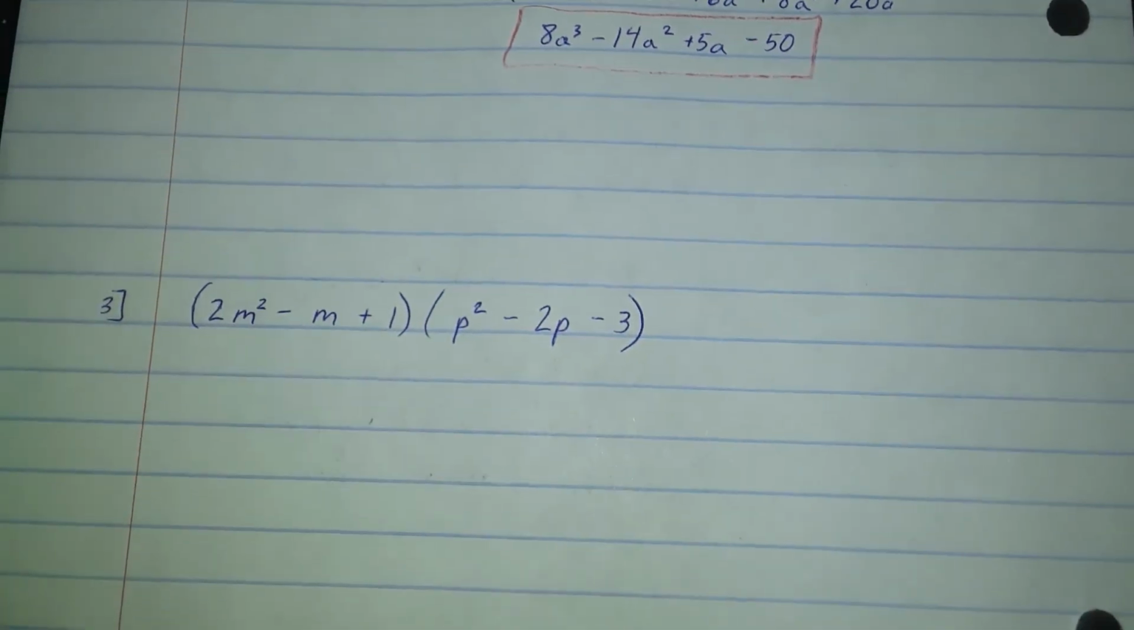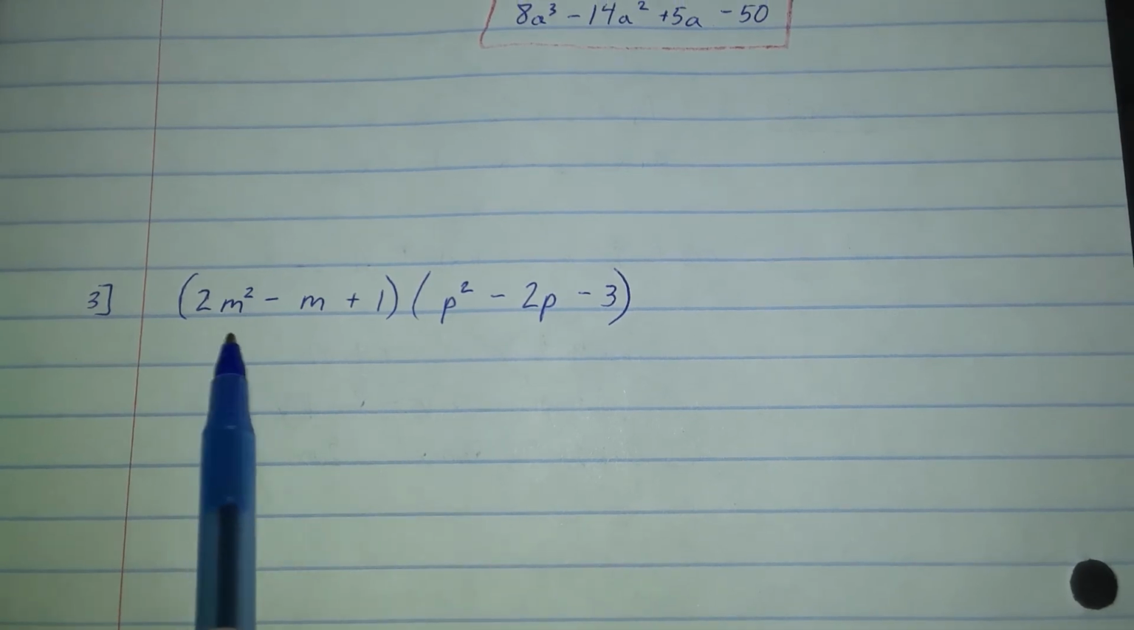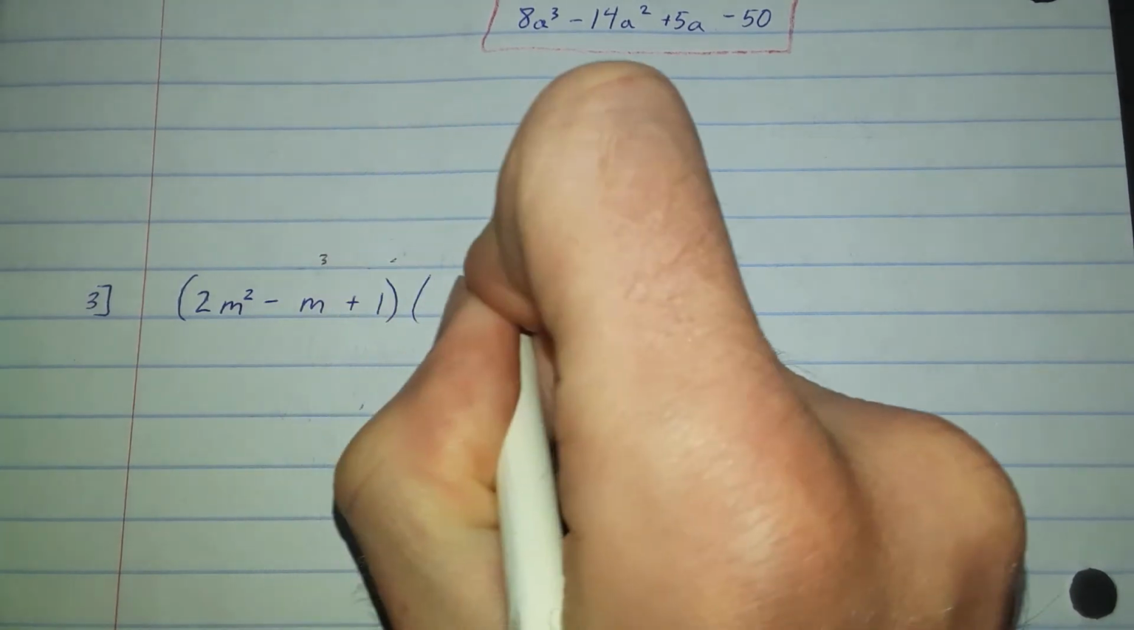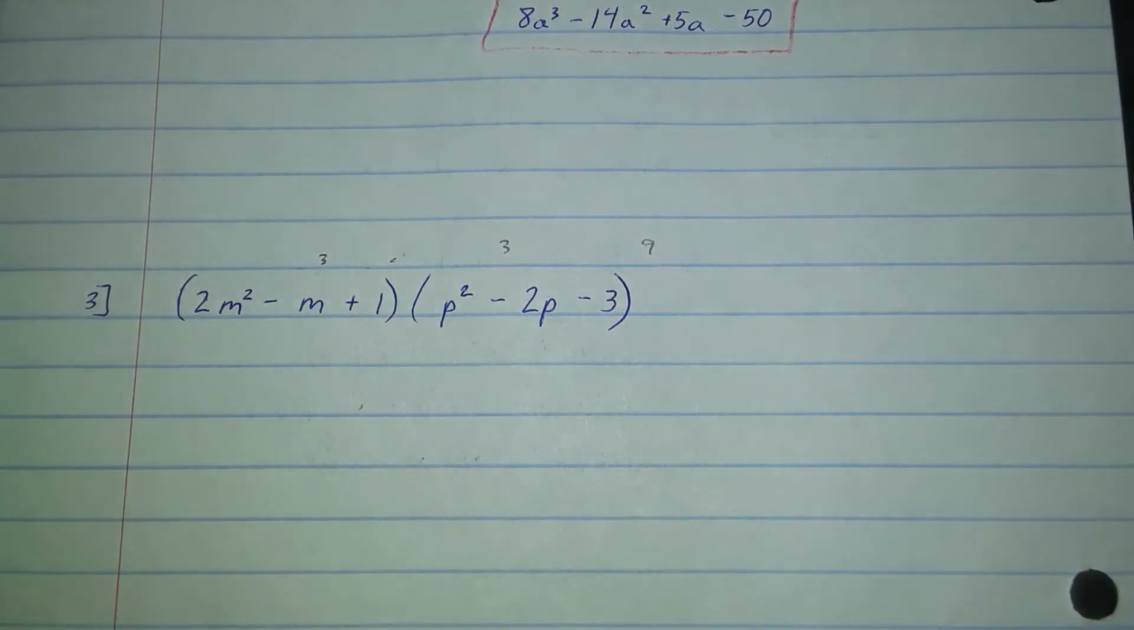And then one last problem. I have a trinomial and a trinomial. Let's look at my estimate. 3 times 3. I'm going to have 9 monomials when I multiply this one. And we are continuing this distributive property.